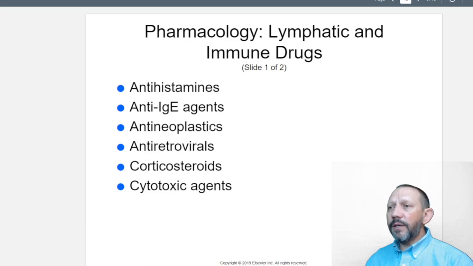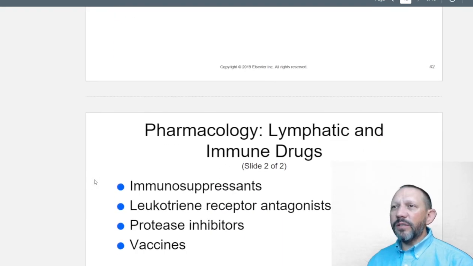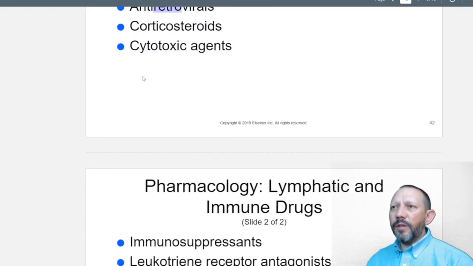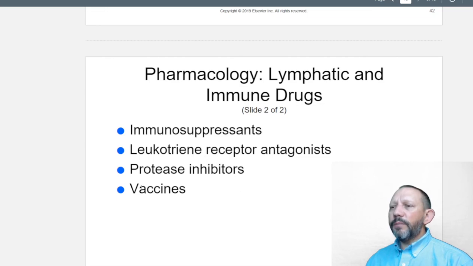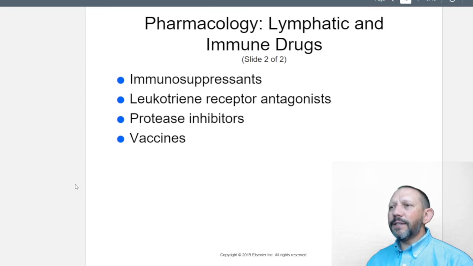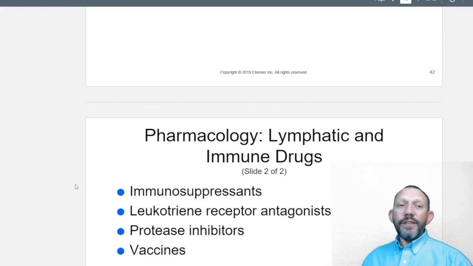Anti-IgE agents, anti-neoplastics, anti-neoplasm. Neoplasm has to do with cancer, so anti-cancer agents. Antiretrovirals work against your viruses, actually. Okay, corticosteroids and cytotoxic agents. Cytotoxic means it takes out some of the things that can do bad, or helps them be bad, like chemotherapy. Immunosuppressants, leukotriene receptor antagonists, protease inhibitors, and vaccines. Okay, so that's the last part of this chapter.